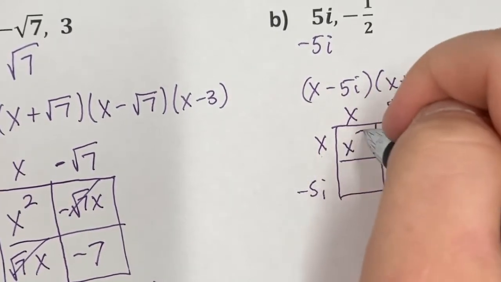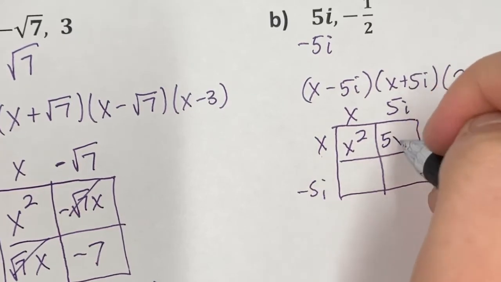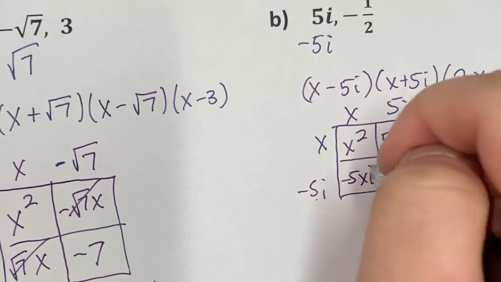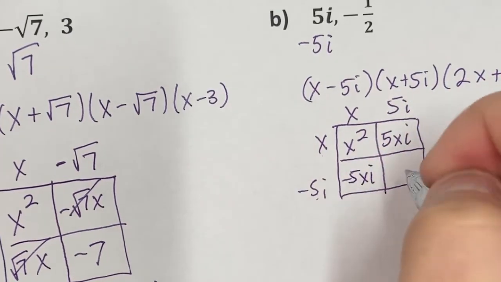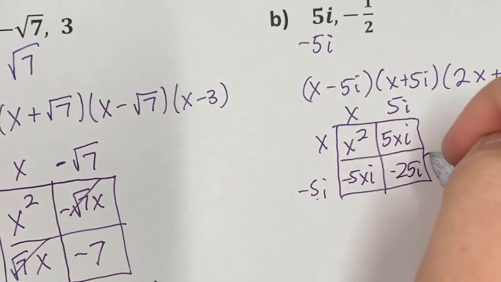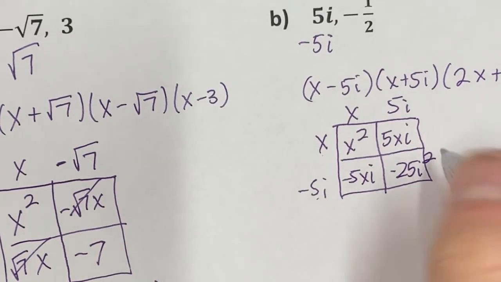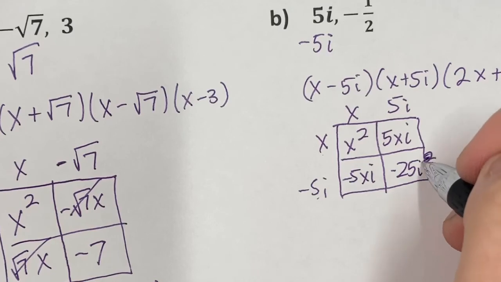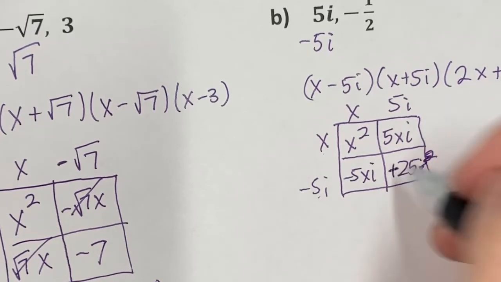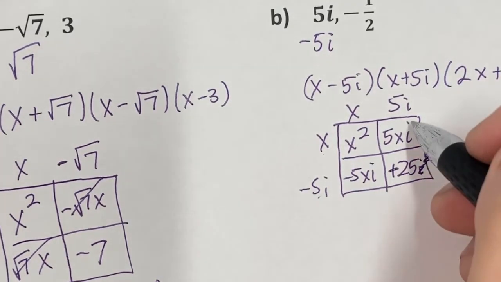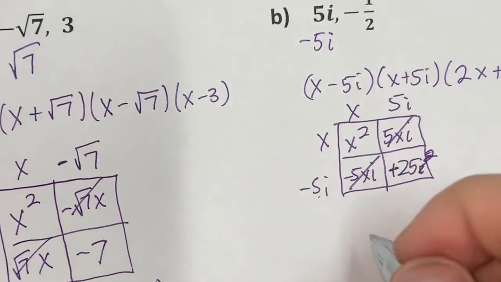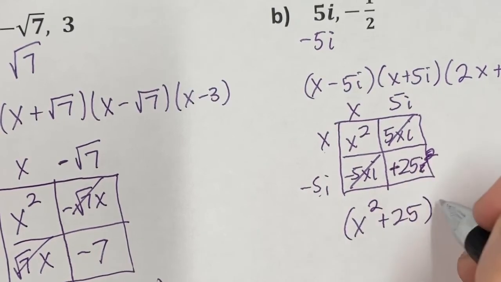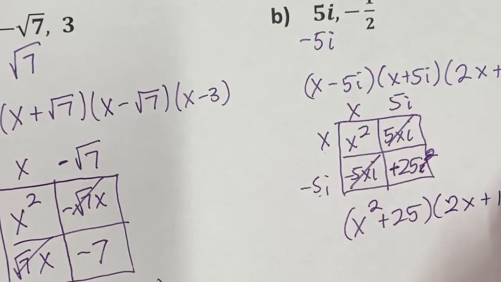X times x is x squared. X times 5i is 5xi. Negative 5i times x is negative 5xi. And negative 5i times 5i is negative 25i squared. I squared equals negative 1. So negative 25 times negative 1, which is i squared, is going to turn the negative 25 into a positive 25. The 5xi and the negative 5xi cancel. So we get x squared plus 25 times 2x plus 1.